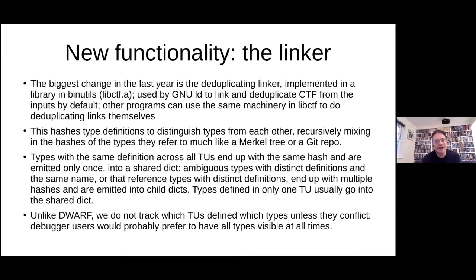Most types end up in the parent nearly all the time, and we can deal with cycles and so on and so forth. There is a link at the end of this talk to another talk which goes into great detail, more detail than you could possibly ever want. We don't track what type comes from what translation unit, because that costs space and most types are visible in most translation units. In practice, debugger users don't care, they just want to be able to see the types and use them. We track them only if they conflict. If a type is ambiguous, it will end up in child dicts named after the translation unit, and then you'll only see them if you look in that translation unit.